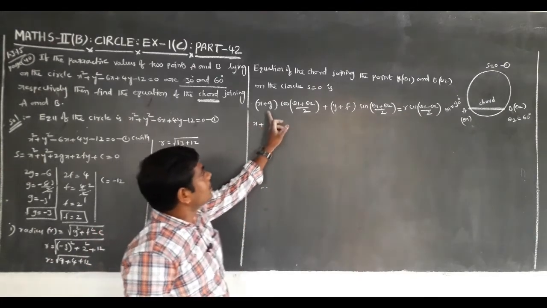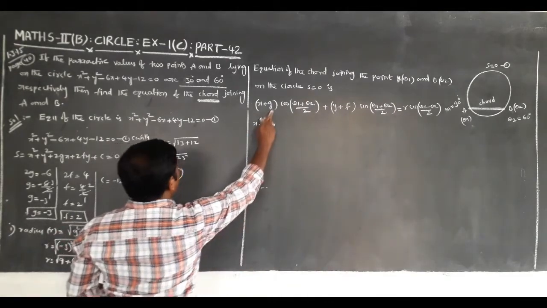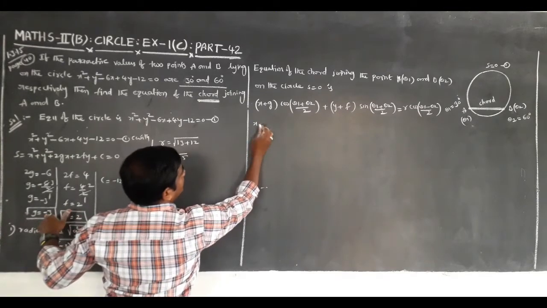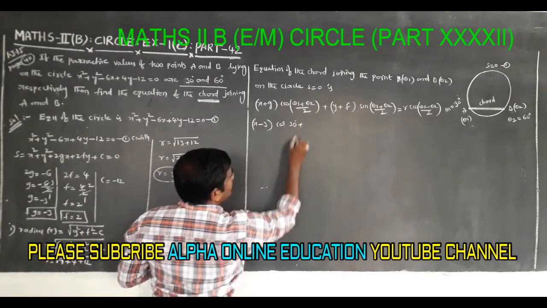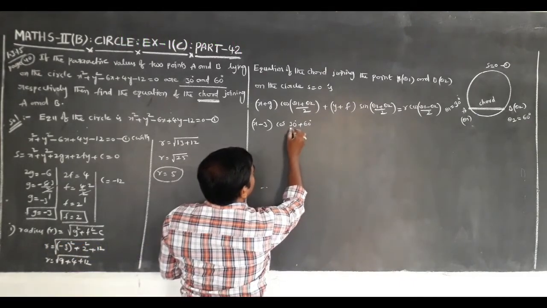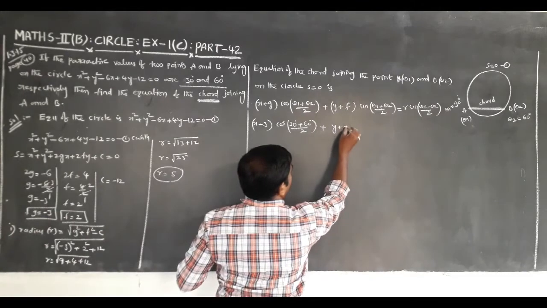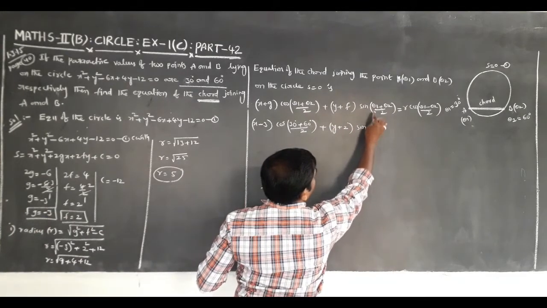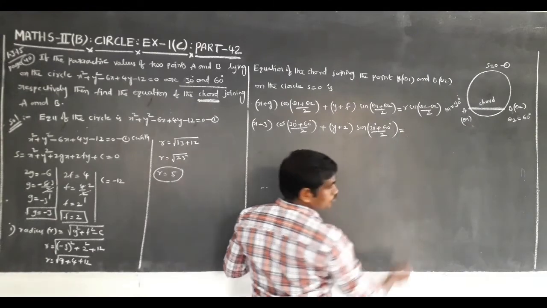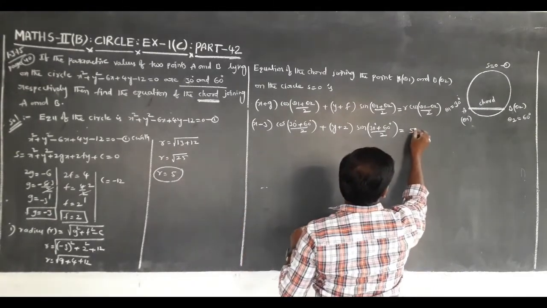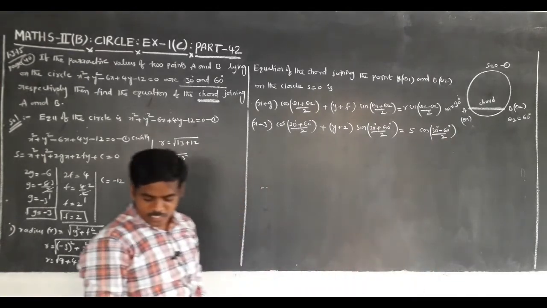Here substitute g, f, theta 1, theta 2 and r values. x plus g is equal to x minus 3, into cos of (theta 1 30 degrees plus theta 2 60 degrees) whole divided by 2, plus y plus f is equal to y plus 2, into sin of (theta 1 30 degrees plus theta 2 60 degrees) by 2, is equal to r, which is 5, into cos of (theta 1 30 degrees minus theta 2 60 degrees) by 2.